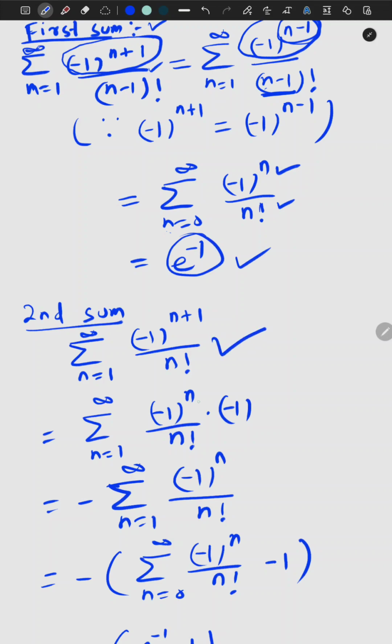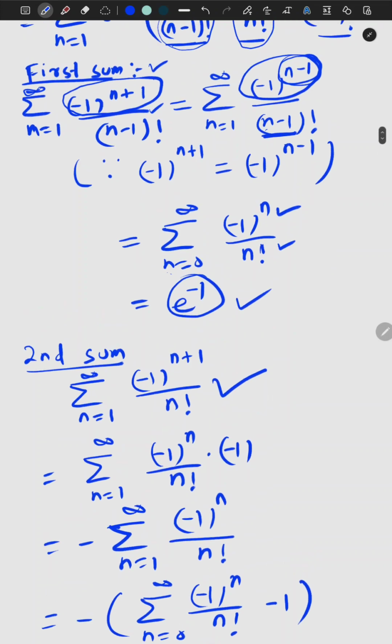Okay. If we break this minus 1 to the power n plus 1, here our target is to convert this exponent to n, because here n factorial is coming. But in the previous sum it was n minus 1 factorial, so our target was to convert the exponent to n minus 1. But in this case our target is to convert this exponent n plus 1 to n, so we have to break it. If we break it, it takes the form minus 1 to the power n into minus 1.